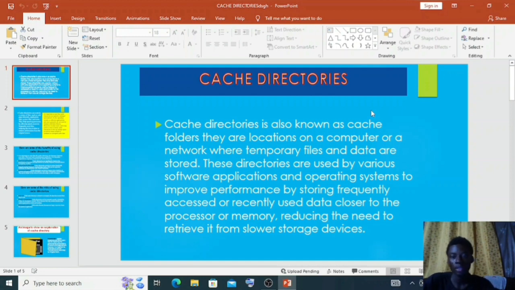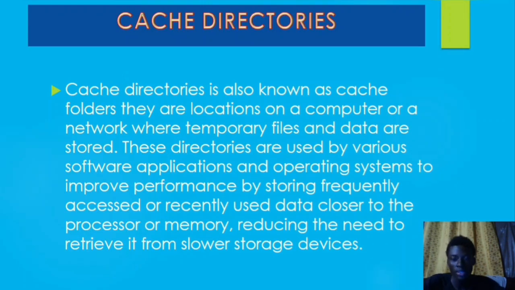I'll be talking about cache directories. First of all, a cache is a small memory unit that stores frequently accessed data. A cache directory is also known as a cache folder. These are locations on a computer or a network where temporary files and data are stored.